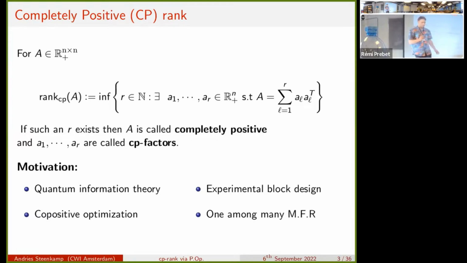And then lastly, CP matrix factorization rank is one of many matrix factorization ranks. So if you understand one, maybe you understand the others better. Cool, so that's the why. Now, this combinatorial parameter is unfortunately hard to compute in general. Hence, we're motivated to find lower bounds that we can compute.